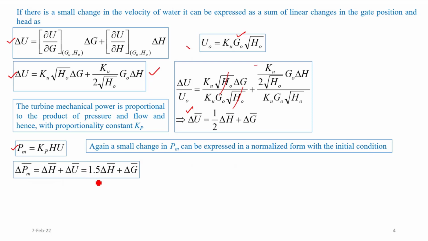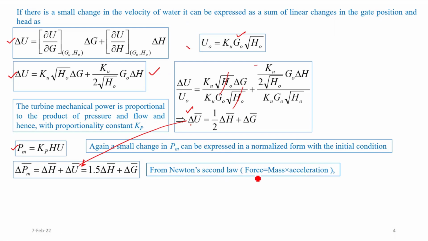That, if I manipulate a little bit, I'll substitute delta U bar from here, and it will become 1.5 delta H bar plus delta G bar, right?